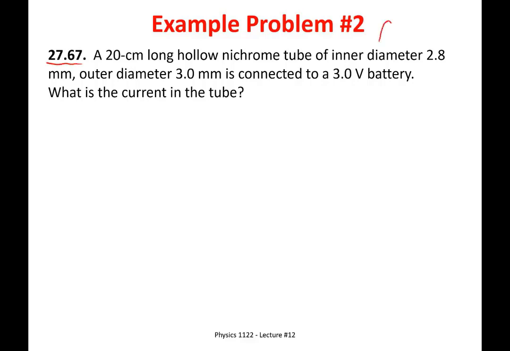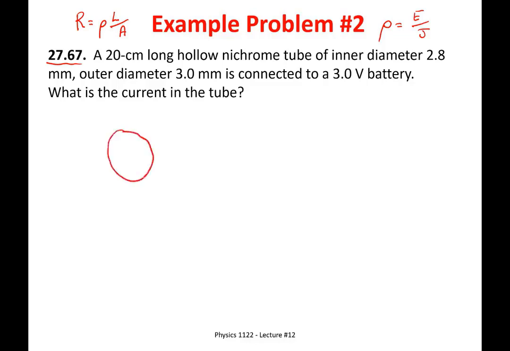So our new definition is resistivity is equal to the electric field through the material divided by the current density. And then also we've seen that resistance is equal to resistivity times the length of the component divided by its cross-sectional area. And in this example, it describes a 20 centimeter long hollow nichrome tube of inner diameter 2.8 millimeters.